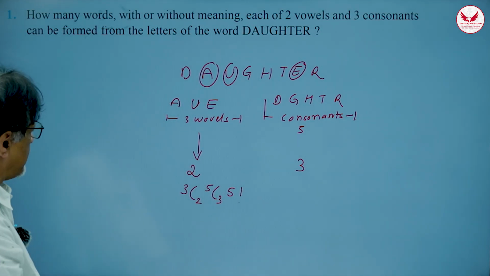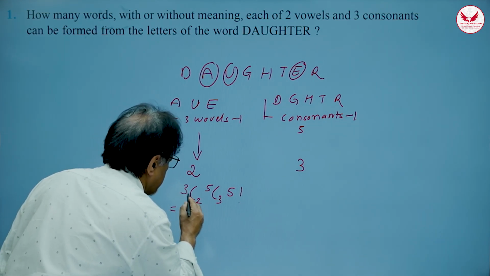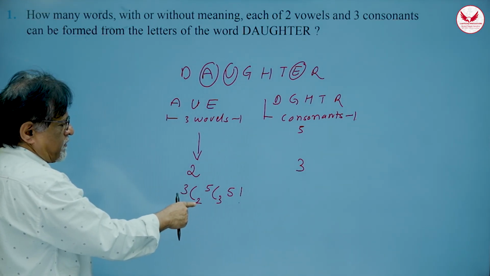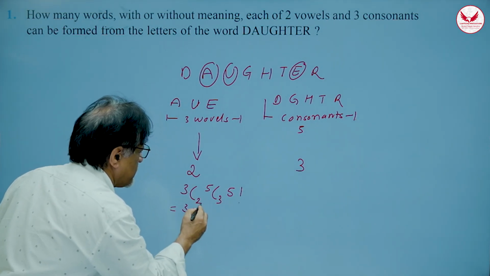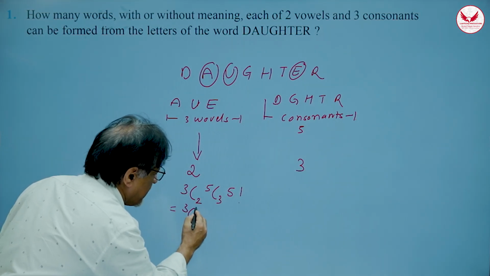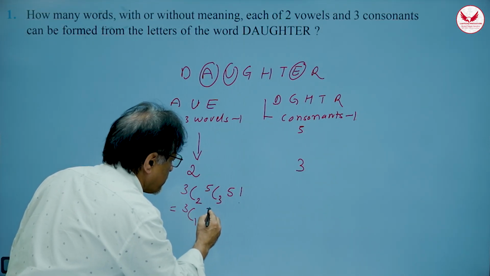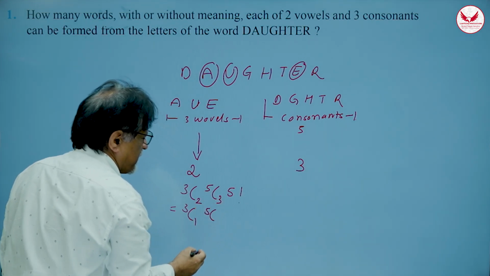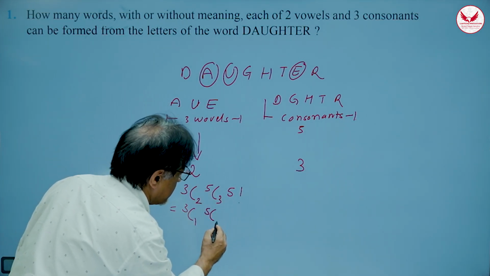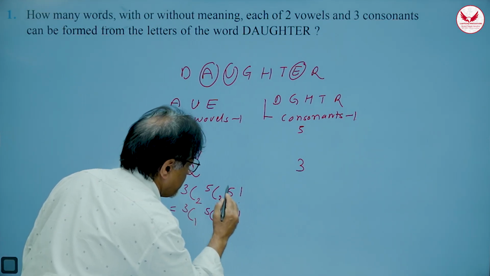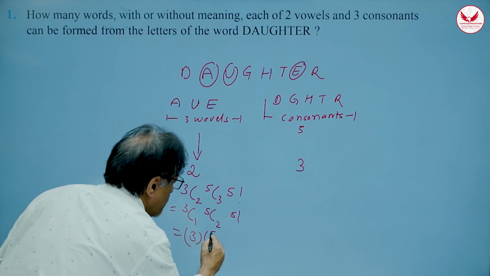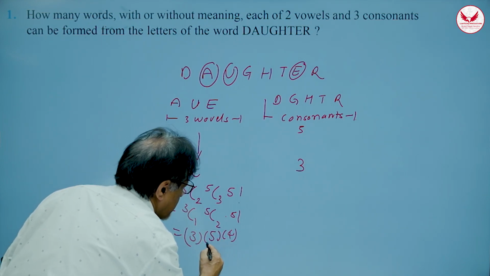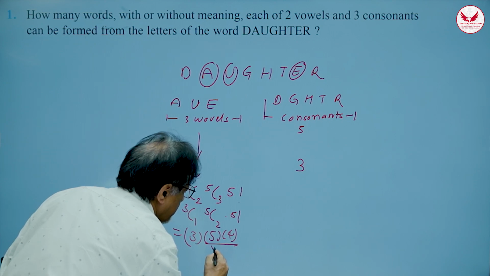Now, if you want to find the exact number, it is very simple. Whenever the lower number is greater than half of the upper number, you better reduce it. So 3C2 is the same as 3C(3 minus 2), which is 3C1. Also, 5C3 is the same as 5C(5 minus 3), which is 5C2, multiplied by 5 factorial. Now 3C1 is very simple, it is 3. 5C2 is easy to calculate: 5 multiplied by 4 divided by 1 multiplied by 2.